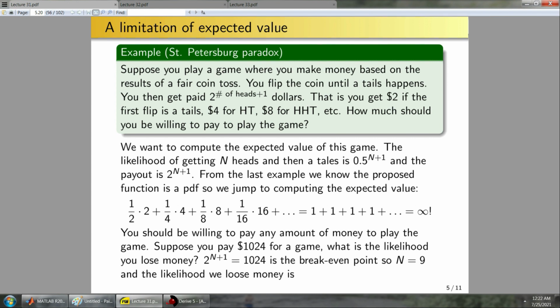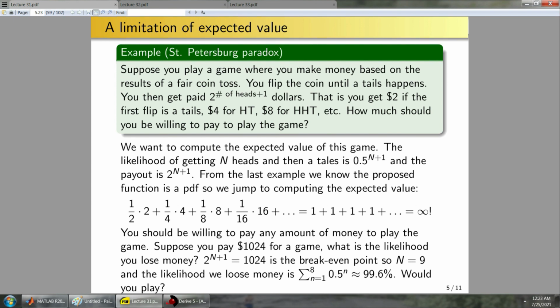So if I flip 9, I break even. If I flip more than 9, I make profit. So the likelihood that I lose money is simply the sum of the probabilities from 1 all the way up to 8. If I add all of this up, that's a 99.6% chance. So would you play this game? If I only give you one option, where you get to play it one time, and I'm going to make you pay $1,024 to play, would you take this 99.6% chance of losing money in order to play a game that has an expected payout of infinite dollars?